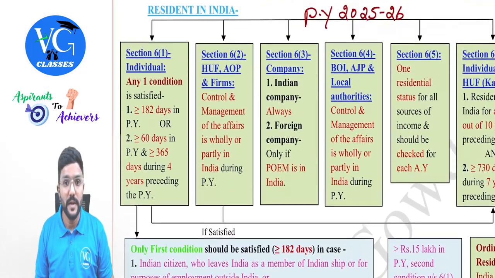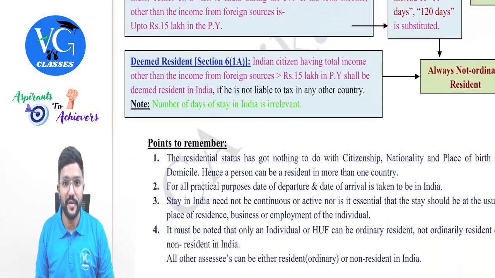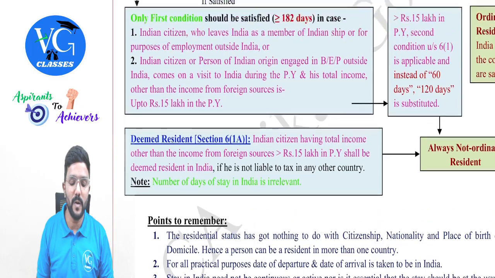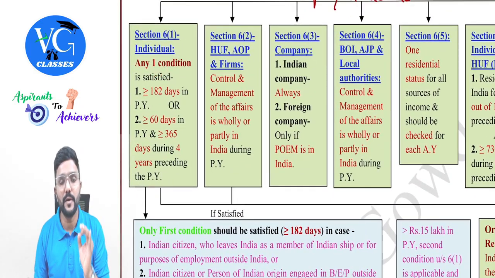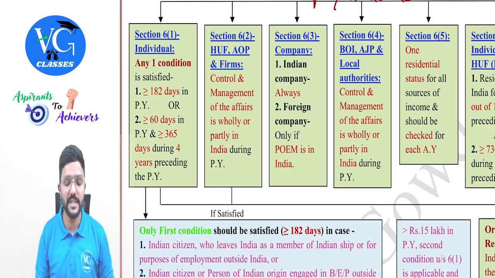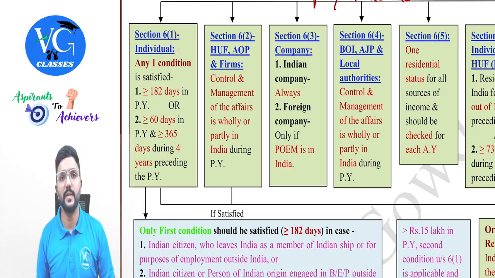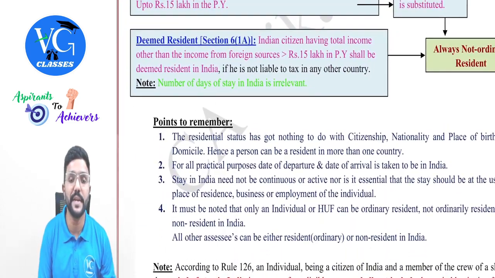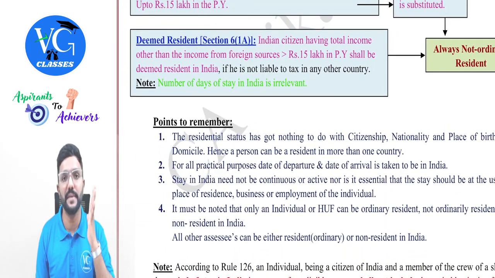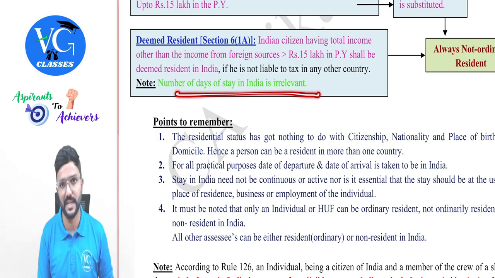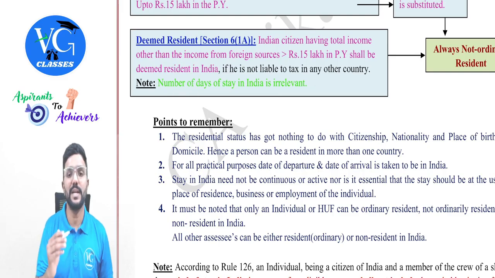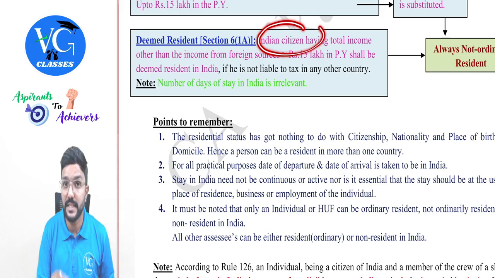Then now coming to the deemed resident provision. Deemed resident. See, in all these points, number of days of stay in India was very important. Now, if an individual is not covered under section 6(1), then he can go and check section 6(1A), which talks about deemed resident. And under section 6(1A), number of days of stay is irrelevant, guys. Doesn't matter how many days you were in India during the previous year. So what are they focusing on? We will see. Only Indian citizen is covered here.